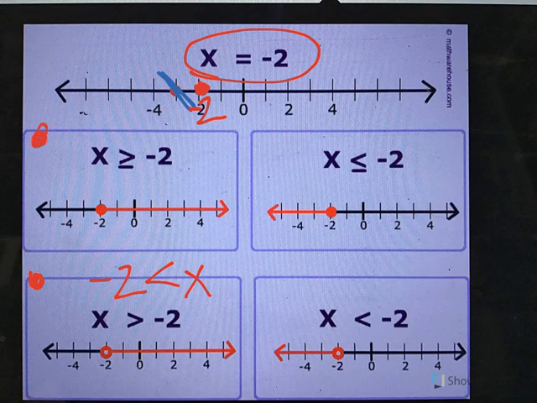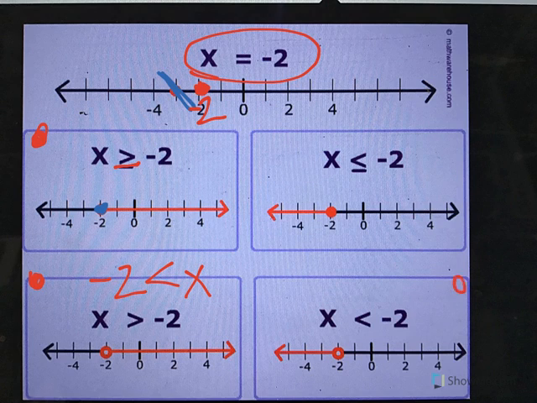Let's go to this one above it. So this time I have x is greater than or equal to -2. So what does that mean? It means it could be -2. That's why my circle is closed. It could be -2, or it could be any number greater than -2. So again, we're going to the right. Looks very similar to the one below, but this time my circle is closed. Again, why is my circle closed? Because of the equal, greater than or equal, which again, all it means is it could be equal to -2, or it could be any value greater than -2.